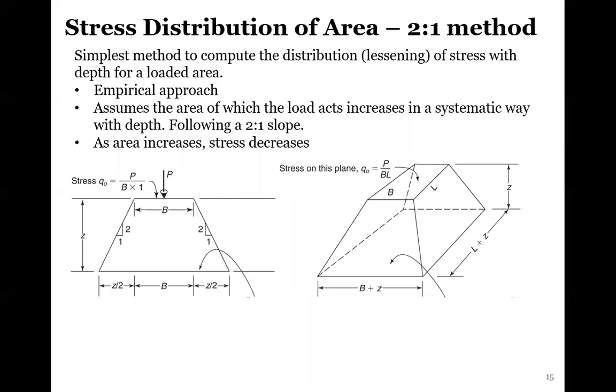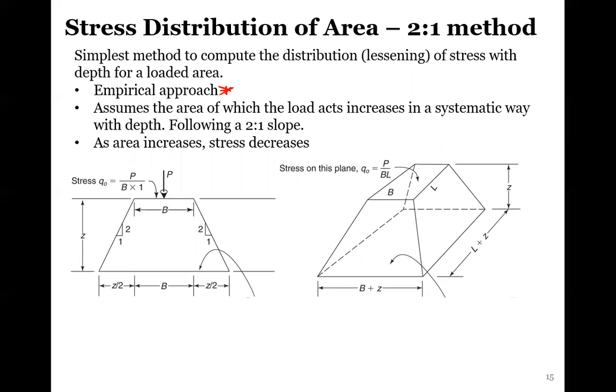It's an empirical approach, so it's not analytical. It's not based off of all this fun stuff like pi and physics and everything. All this empirically means is that they did a bunch of load tests and found that on average the stress will distribute a certain way with depth, and this way that the stress distributes with depth follows a 2-to-1 slope. So I'll go over what this actually means in a second.